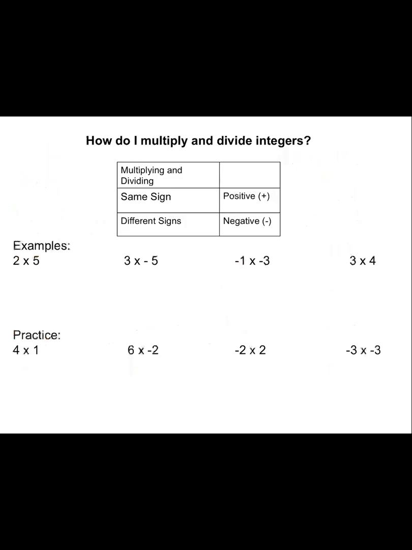So let's see how this goes with actual computation. So 2 times 5. So we have a positive times a positive, so I know my answer is going to be positive, and 2 times 5 is 10. I have a positive times a negative, so now I know my answer is going to be a negative, and 3 times 5 is 15. I have a negative times a negative, so I know my answer is going to be a positive, and then 1 times 3 is 3. This should actually be a negative. So I have a negative times a positive, my answer is going to be negative, and then 3 times 4 is 12. Okay, so go ahead and do the bottom practice problems.